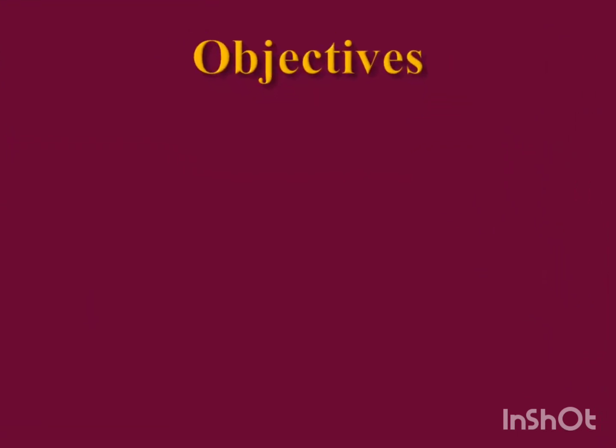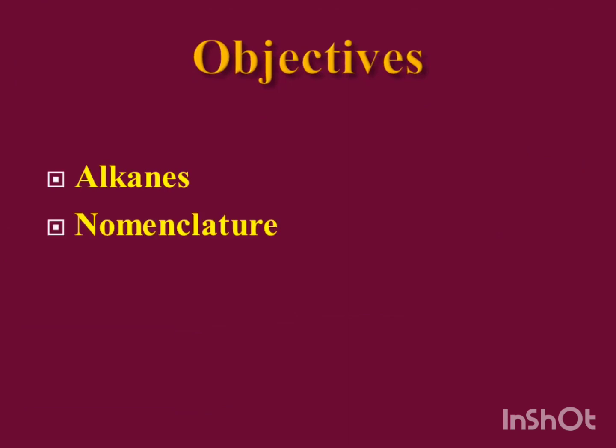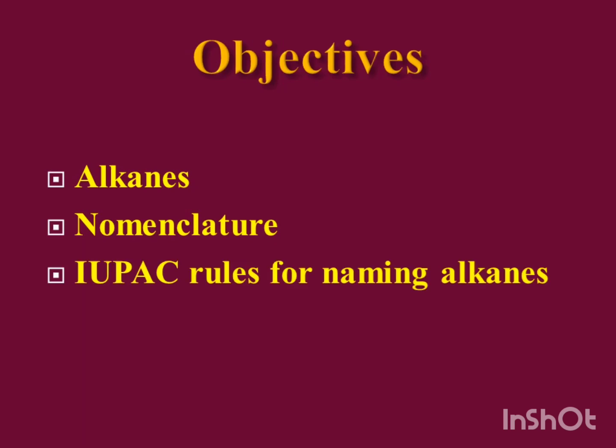After today's lecture, students, you will be able to understand alkanes and its nomenclature. Nomenclature means the rules on the basis of which we name the chemical compounds, and we are going to use International Union of Pure and Applied Chemistry rules for naming alkanes.